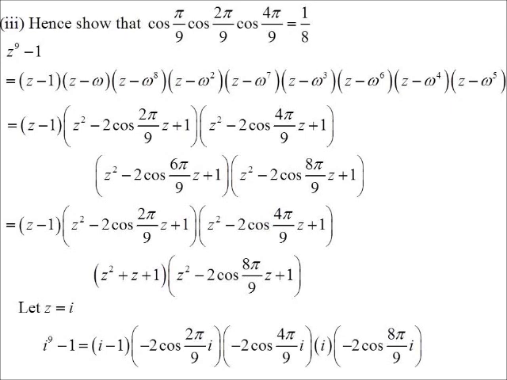The i's have disappeared in the first one, leaving me with just minus 2 cos 2 pi on 9 i, minus 2 cos 4 pi on 9 i. z squared plus z plus 1 just becomes i. And then the last parentheses, minus 2 cos 8 pi on 9 i. All right. So, bit of factorising to do here.